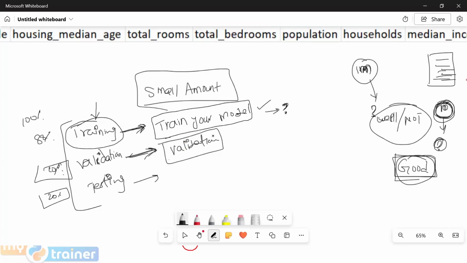Clear? Yes, sir. Now if you are testing yourself in the validation set itself, then what is the purpose of the testing set? Major testing is already over. We checked whether the model is trained properly or not, and everything is done. Then why is the testing set required?